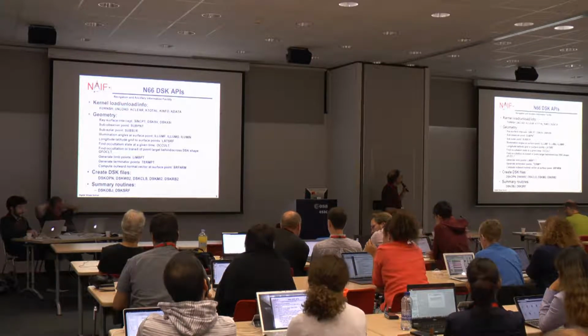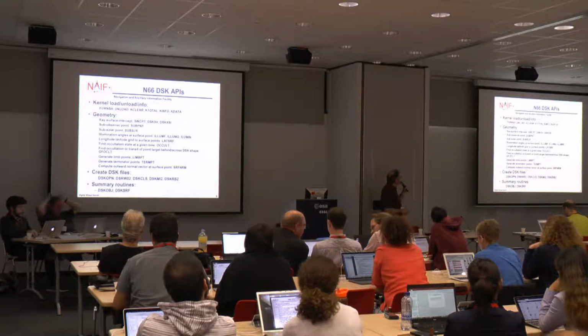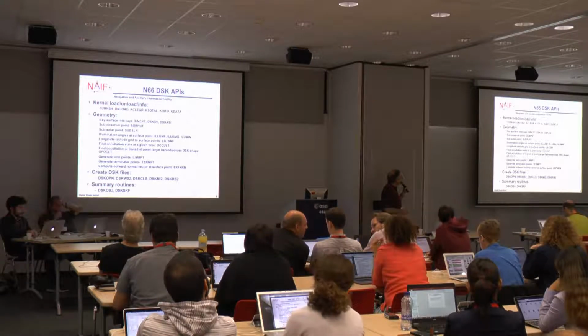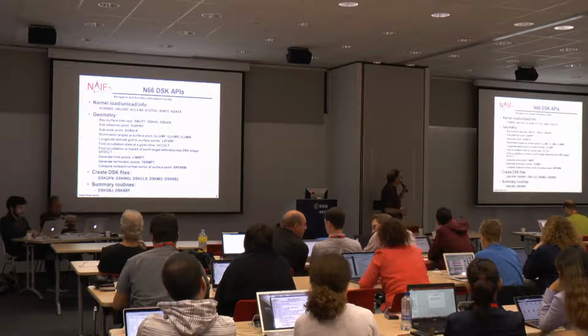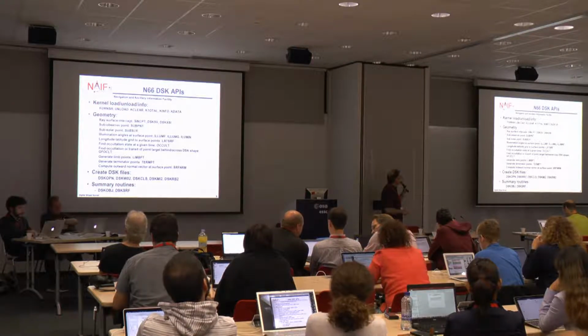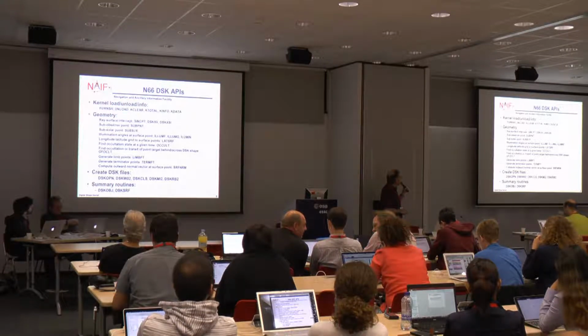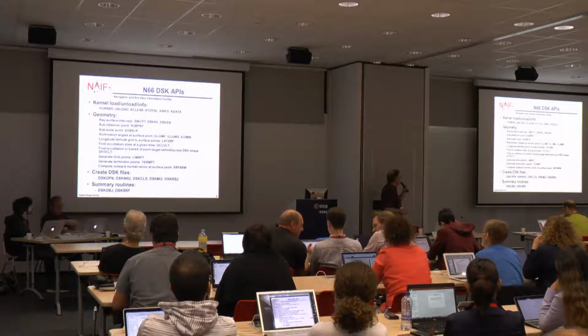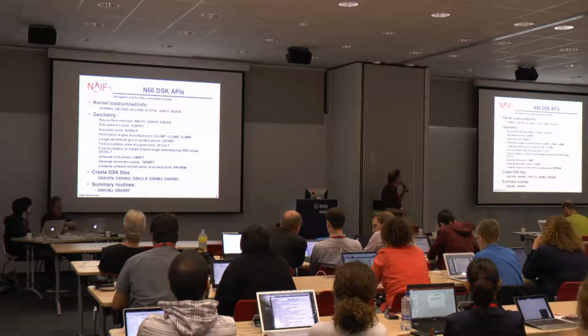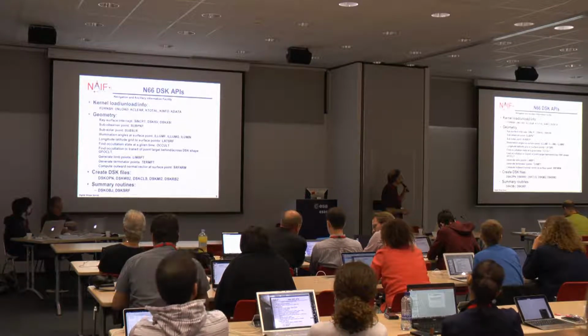There are routines for creating DSK files from within a program. DSK open, write segment data, close, and helper routines that create inputs that are needed by this writer routine. There are also DSK summary routines that tell you what objects you have data for in a DSK file, DSKobj and DSKsrf. This tells you what surfaces are available for a given object.